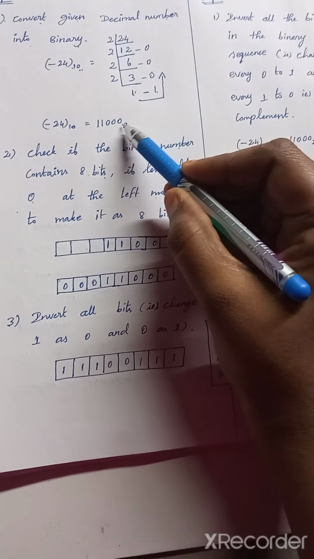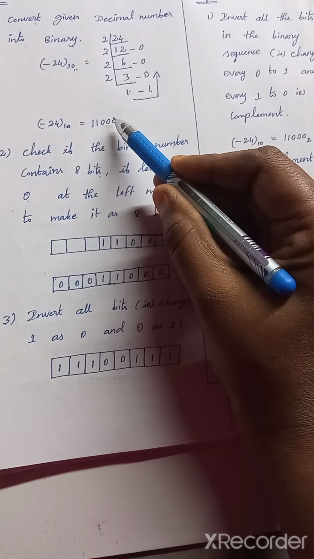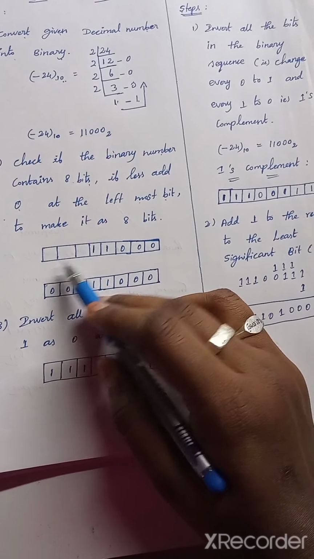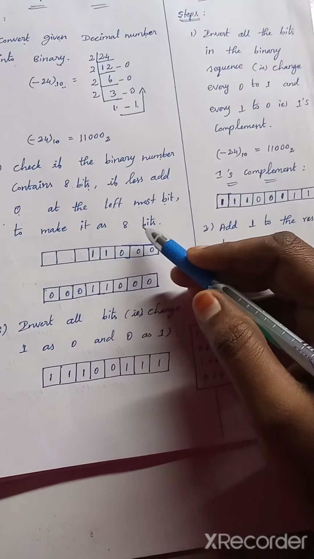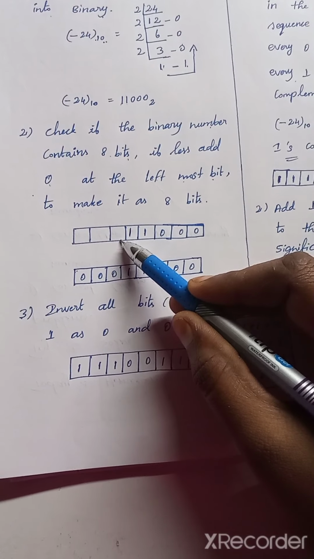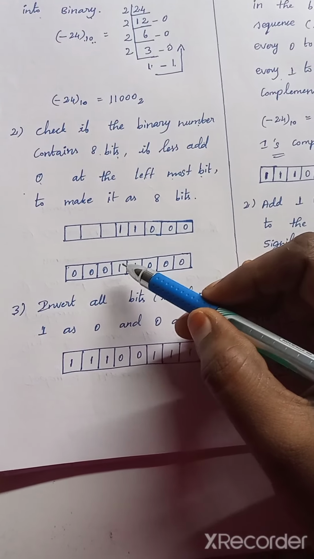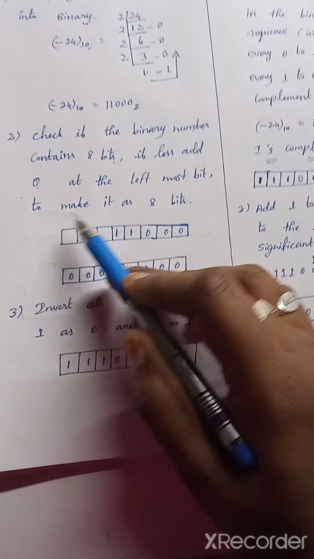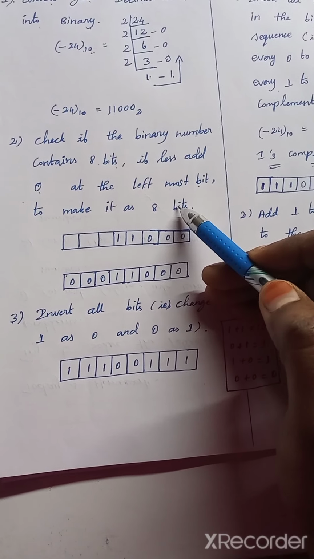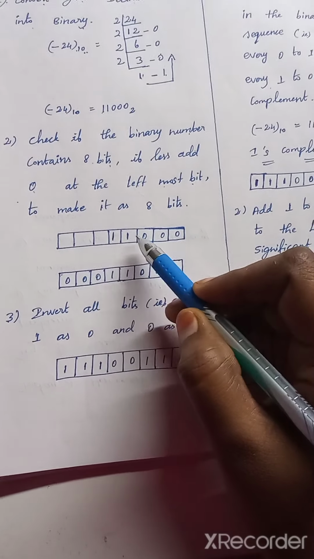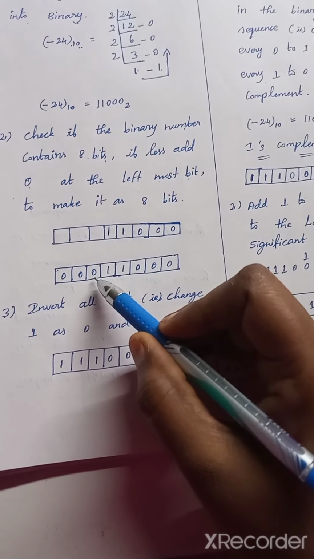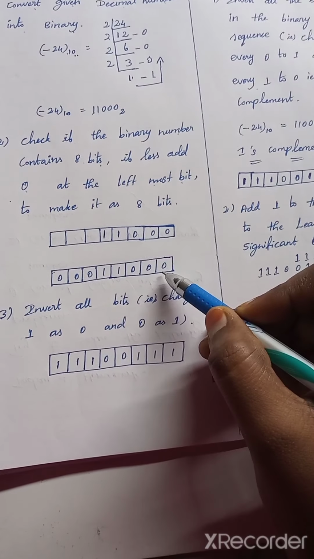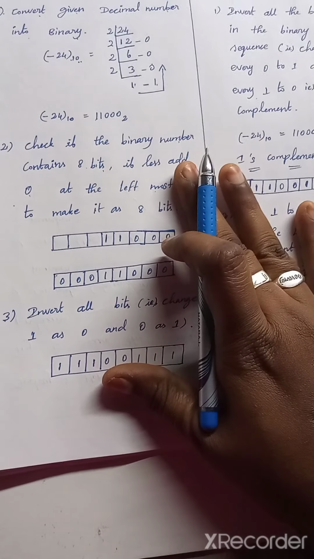We have 5 bits, so we need 3 additional bits. Now I am going to add 3 zeros in front of these 5 bits. If less, add 0 at the leftmost bit to make it 8 bits. Here we have 8 columns. Now I am adding 3 zeros in front of these 5 bits. This is the second step.